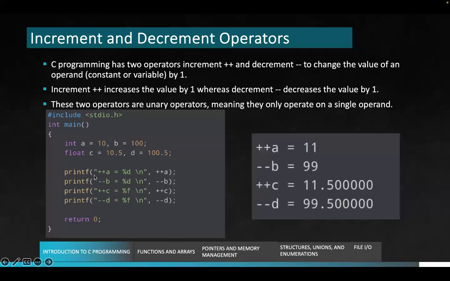Now printing ++a, --b, ++c, --d. So what is happening here? It's a pre-increment. If you are writing ++ before the variable, that means you are doing pre-increment. Initially a is 10, now ++a is 11. It will increment by one. b is 100, decrements by one, which is 99. c is 10.5, incremented by 1. d is decremented by 1, 99.5.